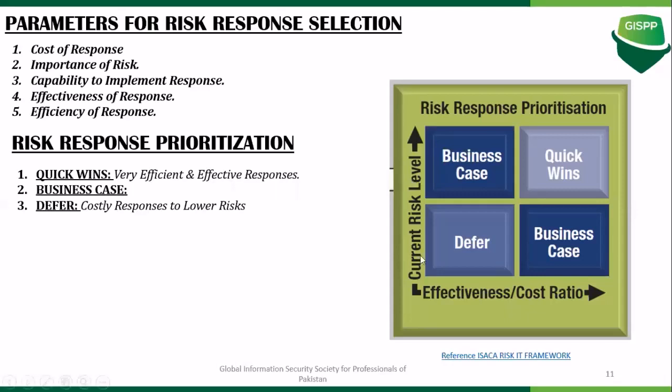The third option you can see over here is about deferring a particular risk response. In this case, the effectiveness to cost ratio is quite low, and the risk level is low as well. So what you can do is defer a particular risk response.